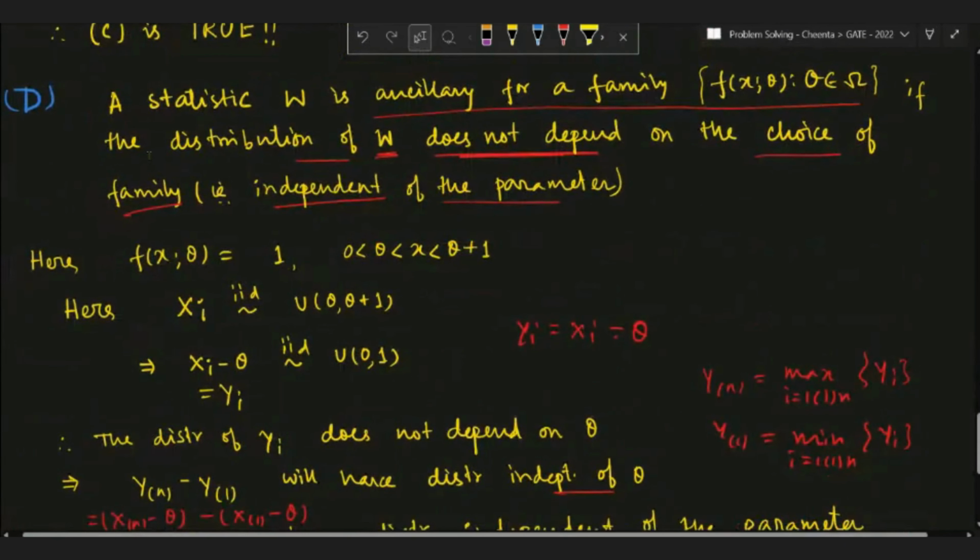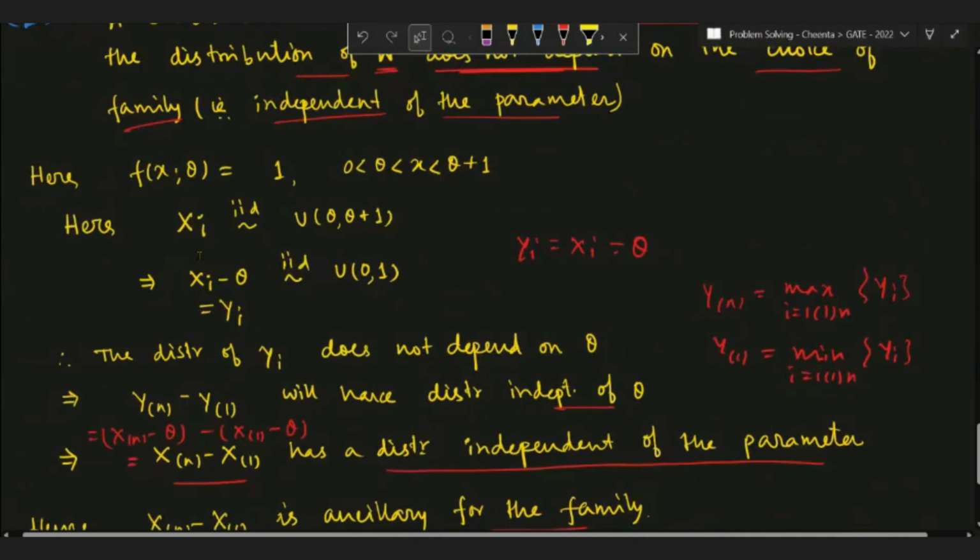Now to check option D, we define ancillary as follows: a statistic W is ancillary for a family f(x|theta), for theta belonging to parameter space omega, if the distribution of W does not depend on the choice of the parameter. That is, the distribution of W should be independent of the parameter. So here, for the given family f(x|theta) equal to 1 for x lies between theta to theta plus 1 and theta greater than 0, the Xi follow IID uniform(theta, theta plus 1), and Xi minus theta we denote by Yi.